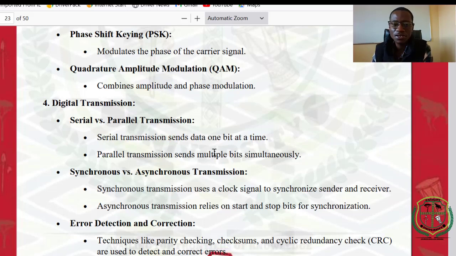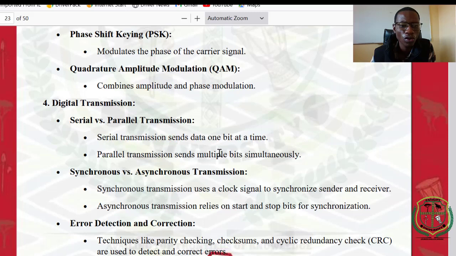Okay, so serial transmission sends data one bit at a time. And parallel transmission sends multiple bits simultaneously. So when we talk about serial, a serial sends one bit at a time, whereas parallel transmission sends multiple bits simultaneously. Okay, then under this transmission, when you're uploading one file, it's different when you're uploading multiple files. Okay, why? Because each file has to be processed according to its time.